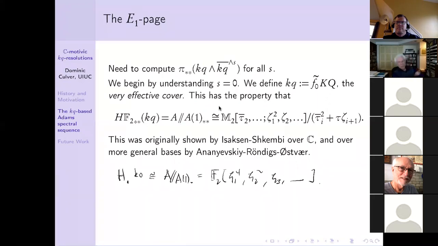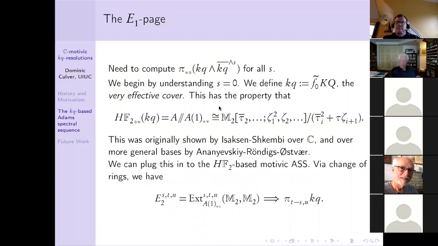Okay, so because of this, this is why we took the very effective cover of Hermitian K-theory in the first place. Okay, so then because you know the homology of this thing, you can plug it into the motivic Adams spectral sequence, and then you can use a change of rings theorem to give me a nice description of the E2 term, and so you get a very nice description of the motivic Adams spectral sequence for this very effective cover of KQ.